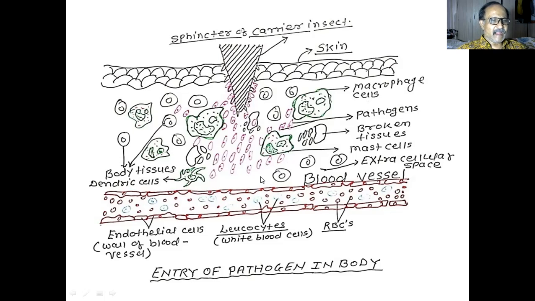See the basic idea of the human body or animal body. These are the blood vessels. From these blood vessels these nutrients are shed into these extracellular spaces, and from these extracellular spaces these nutrients go to the body cells. See the whole process.